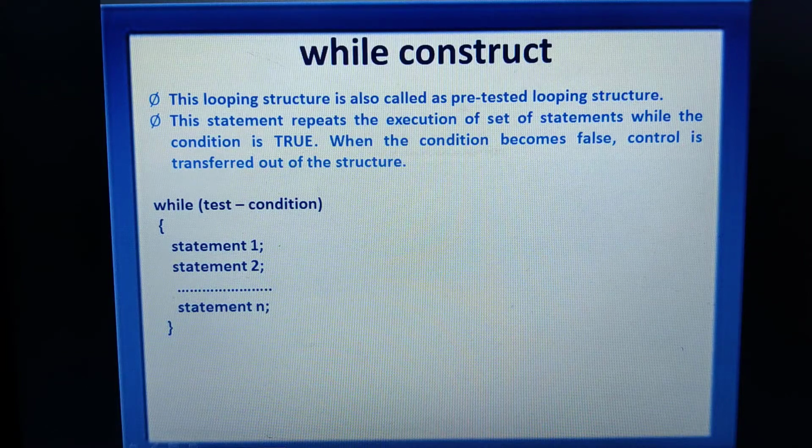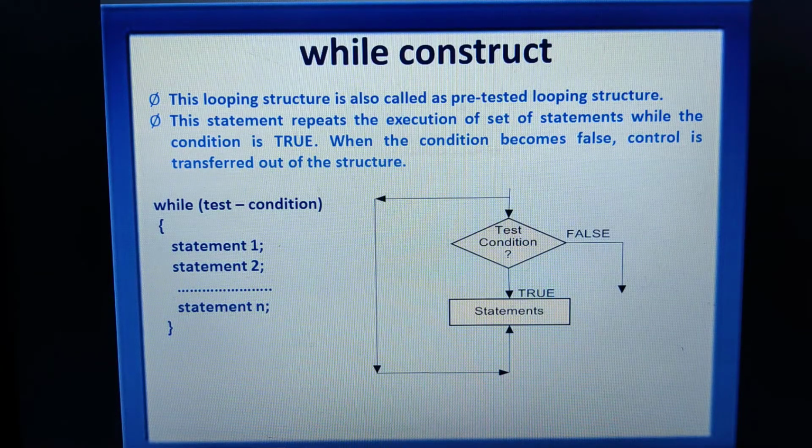Let us have a glance at the flow chart here. Given the test condition, if the test condition is true, then the set of statements is to be executed. Here the statement could be a compound statement, or a block, or it could be a simple statement also. What is a compound statement? Compound statements are groups of statements, terminated by semicolons and enclosed within curly braces. We refer to this as a compound statement or a block.